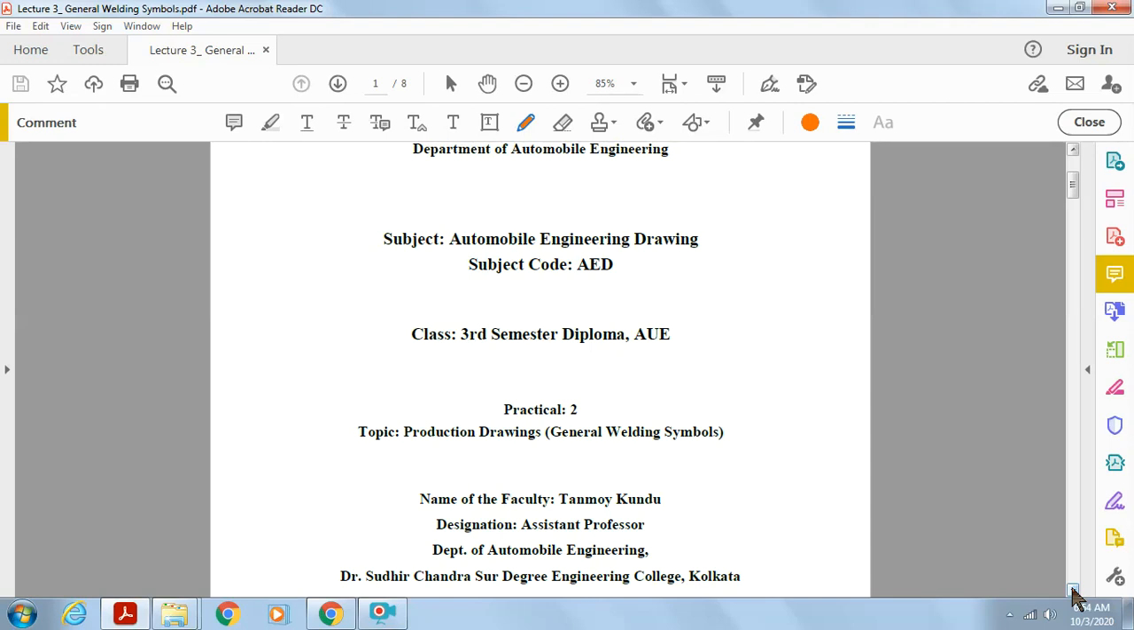Today our primary concern is on practical number 2, that is having the topic of production drawings, general welding symbols. So today we'll basically learn about the topic of general welding symbols.